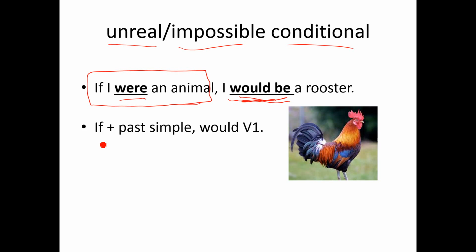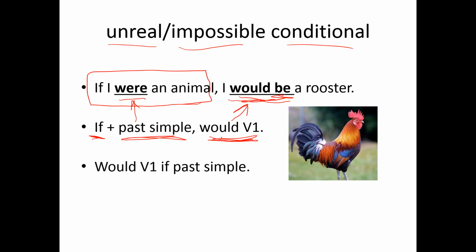The form of this will be if plus past simple, you can see the past simple there, plus would, and then the base form of the verb, or the V1. You can see here I use the verb be, so would be. I could also put the would plus V1 part at the beginning of the sentence, then if, and then the past simple. In this sentence, I don't need a comma. In the first sentence here, yes, I need a comma.